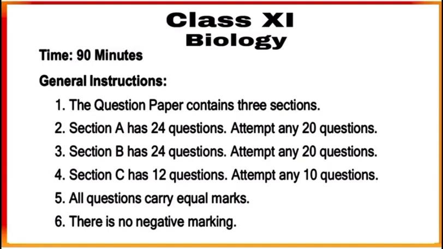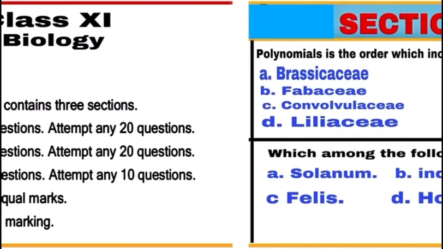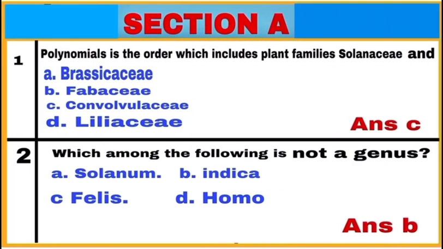Section A has 24 questions and you have to attempt 20. Section B also has 24 questions and you have to attempt any 20 questions, and in section C there are 12 questions and you have to do 10 questions out of these 12 questions. All questions carry equal marks and there is no negative marking. Let us start with section A.